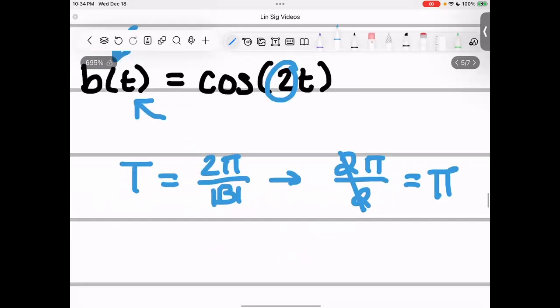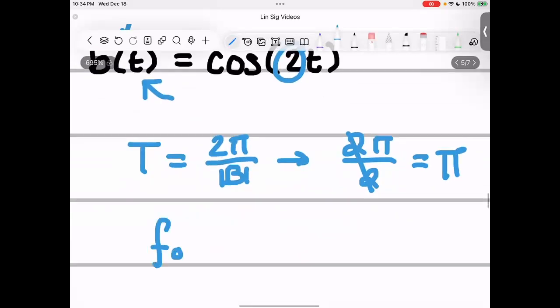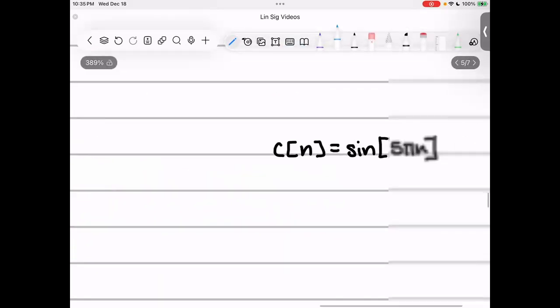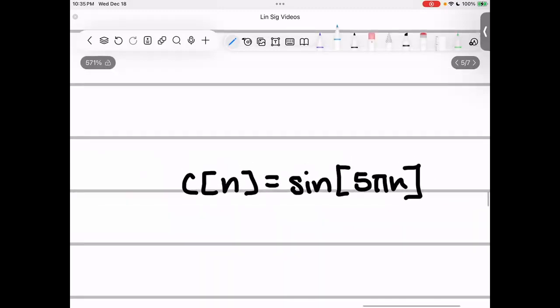And then our base frequency is 1 over T, 1 over pi, and there we have it. Let's do another example. I want you to notice that this one is actually in discrete time, as you can see by the brackets and the use of n. So this one's discrete, not continuous.